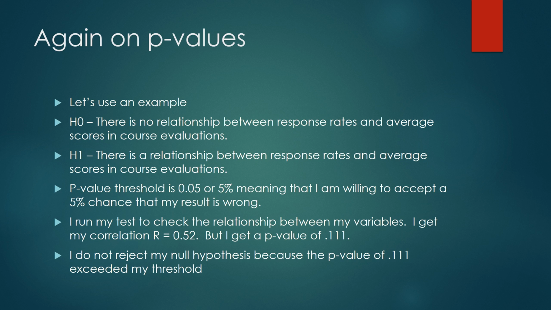I'm not able to reject my null hypothesis because 0.111 is greater than 0.05, meaning that I have not met my threshold. I have exceeded my threshold. So my statement that I was willing to accept a 5% chance that my results were wrong and a 95% chance that they were right was exceeded. In fact, what I got is an 11.1% chance that my results were wrong, and that's just too high. I'm not willing to accept that. So I do not reject my null hypothesis, and consequently, I cannot accept my alternative hypothesis.